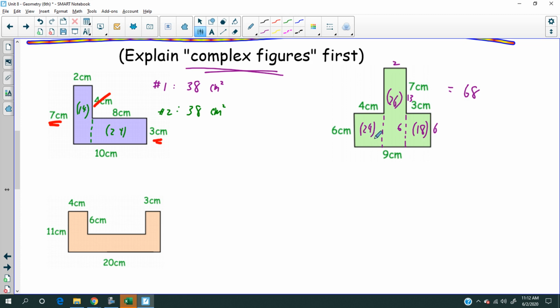Okay, because I'm looking at this, 24 plus 26 plus 18, right? So 24 plus 26 is 50. 50 plus 18, yeah, 68. I'm right. Yeah, they're both right.